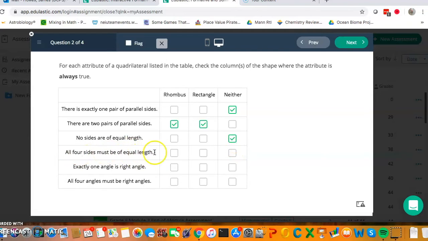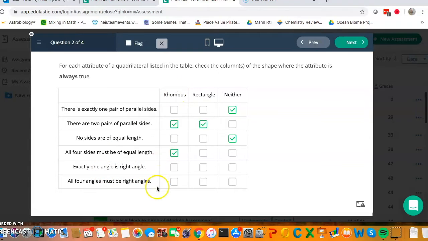All four sides must be of an equal length. That's true for a rhombus. A square is a rectangle where all the sides are of equal length, but it's not always true for rectangles. So that's only true for the rhombus. There's exactly one right angle. A rectangle, its defining feature is that it has four right angles. So it's not true that it has one right angle. It has to have four right angles.